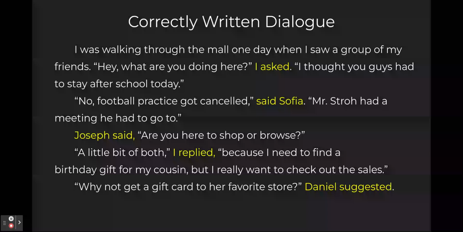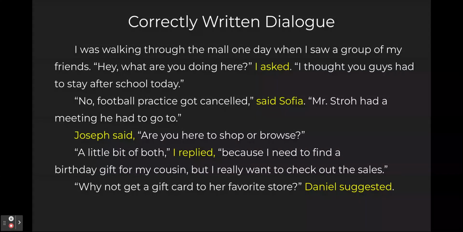So here it is correctly written. I was walking through the mall one day when I saw a group of my friends. "Hey, what are you doing here?" I asked. "I thought you guys had to stay after school today." "No, football practice got canceled," said Sophia. "Mr. Stroh had a meeting he had to go to." Joseph said, "Are you here to shop or browse?" "A little bit of both," I replied, "because I need to find a birthday gift for my cousin, but I really want to check out the sales." "Why not get a birthday gift for her favorite store?" Daniel suggested.